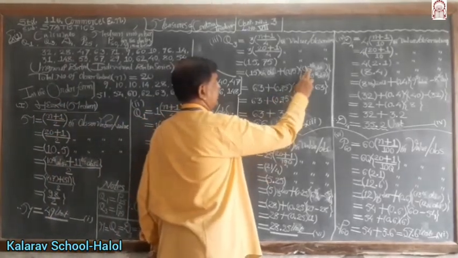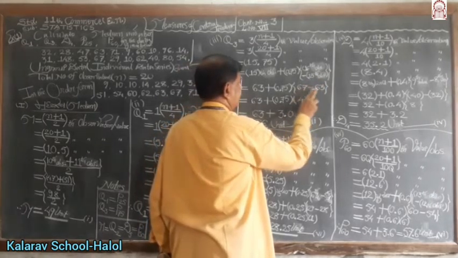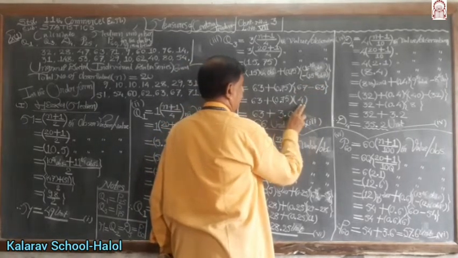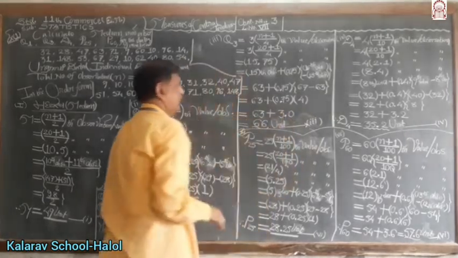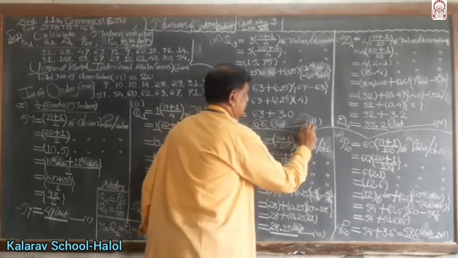0.75. The 16th value is 67 and the 15th observation is 63. The difference of these two quantities is 4, and 4 into 0.75 is 3.0. Therefore, 66 units. This is answer number 3.